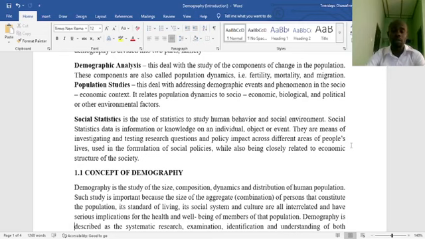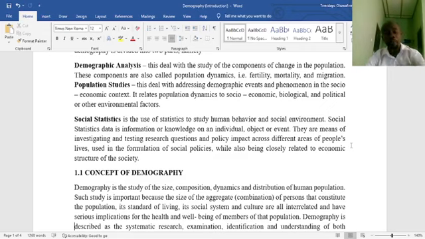Now, for social statistics, it is the use of statistics to study human behavior and social environment. Social statistics data is information or knowledge on an individual, object, or event. They are means of investigating and testing research questions and policy impacts across different areas of people's life, used in the formulation of social policies while also being closely related to the economic structure of the society.